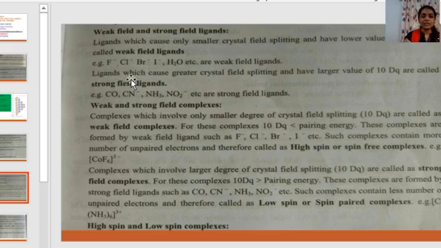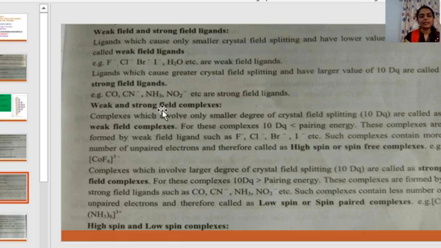While the ligands which cause greater crystal field splitting and have a large value of 10 Dq are called strong field ligands. Whenever the splitting between T2g and Eg is greater, the value of 10 Dq will be larger, and hence the ligands are called strong field ligands. The examples of strong field ligands are carbonyl, cyanide, ammonia and nitro group, etc.